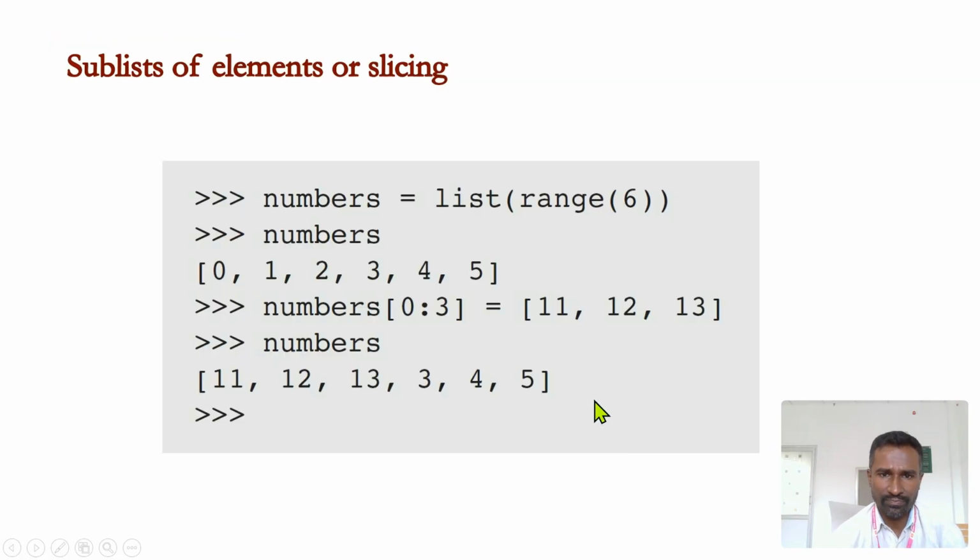And sublist: here number is equal to list of range 6, meaning the maximum limit is 6 minus 1, which is 5, so 0 to 5 will be taken. I'm slicing 0 to 3, the 0th, first, and second positions, up to 3, and replacing them with 11, 12, 13. So number becomes 11, 12, 13, 3, 4, 5 after the update.